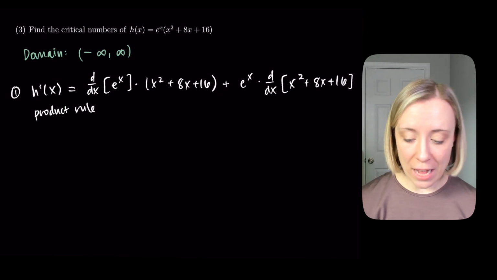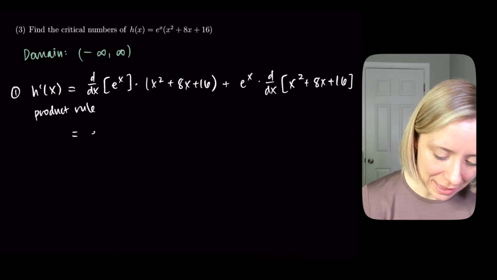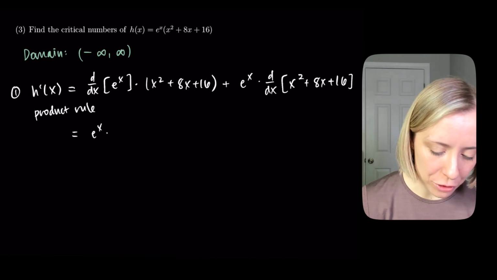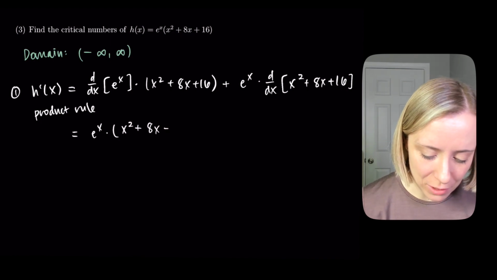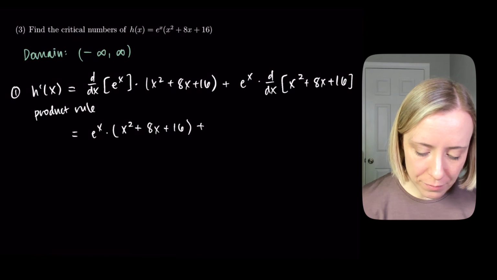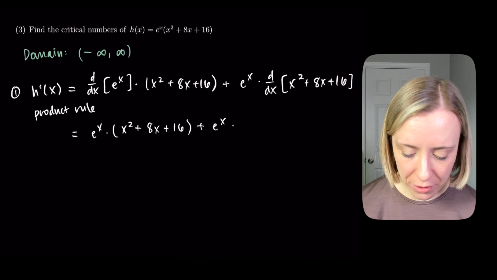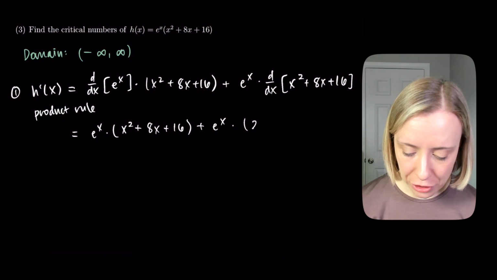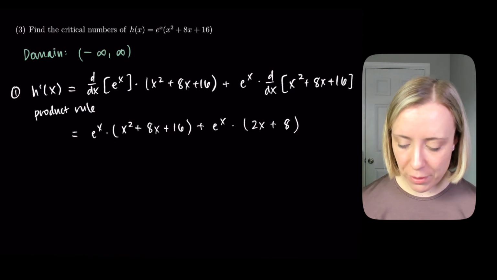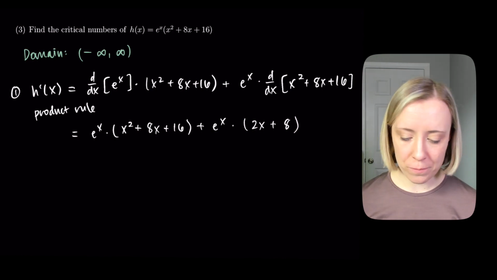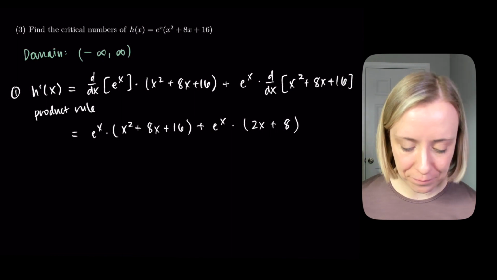All right, so now let's go ahead and do those derivatives. Derivative of e to the x is just e to the x, and then we can leave the polynomial there. So we are going to do a little bit of work with it eventually, but let's leave it alone for now. Then we have e to the x and we take the derivative of the polynomial. So the derivative of x squared is 2x, the derivative of 8x is just 8, and then the derivative of 16 is 0. So just little power rules on each of those. 2x plus 8 is that derivative.